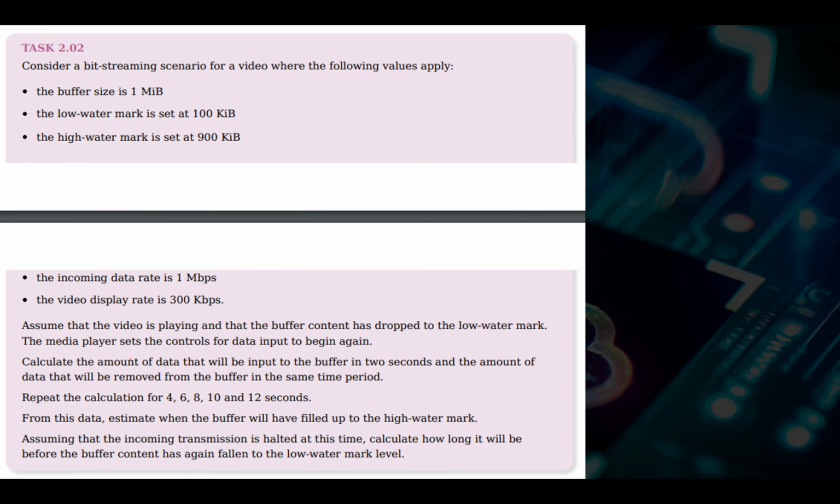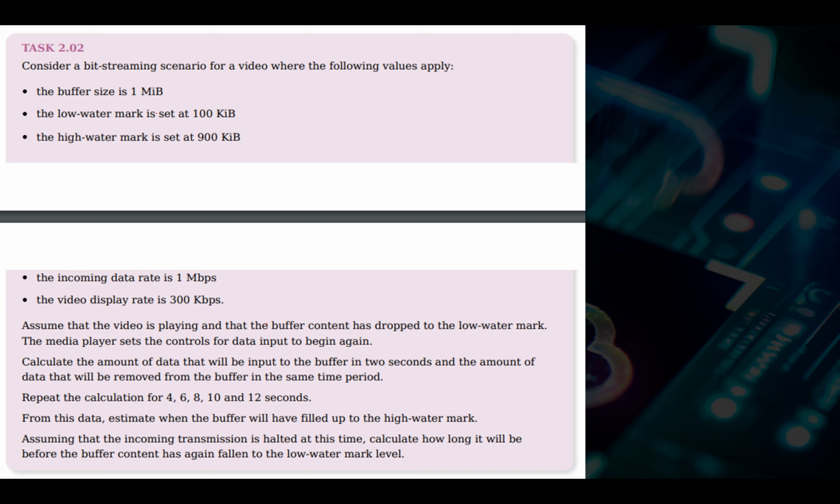Now let's try quite a difficult problem from the book. It says, consider a bitstream scenario for a video where the following values apply. The buffer size is 1 megabyte, the low watermark is 100 kilobytes, the high watermark is 900 kilobytes. The incoming data rate is 1 megabit per second and the video display rate is 300 kilobits per second. We can assume the video is playing and that the buffer content has dropped to the low watermark level.